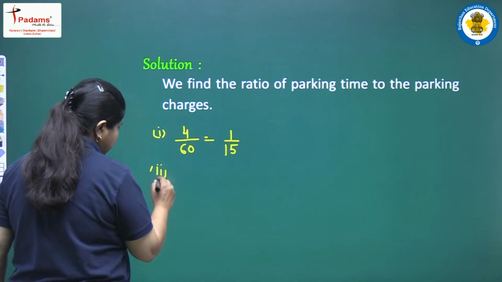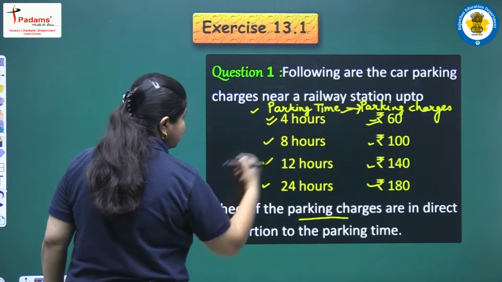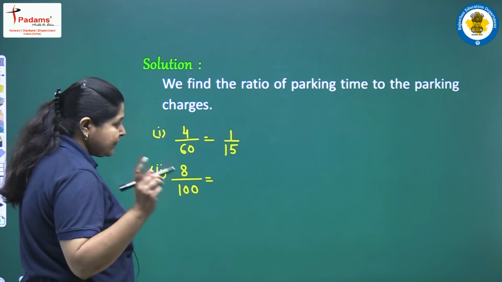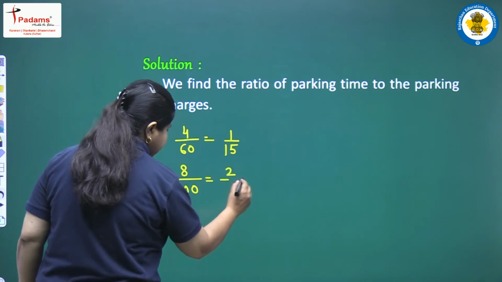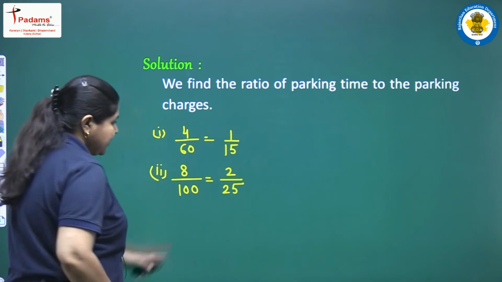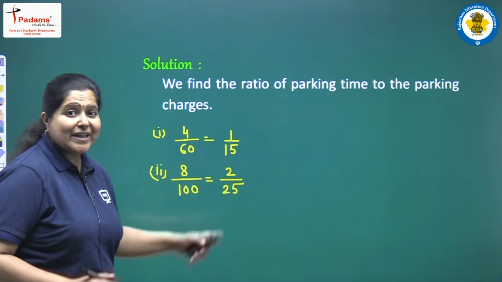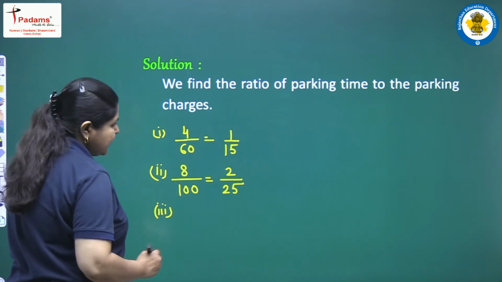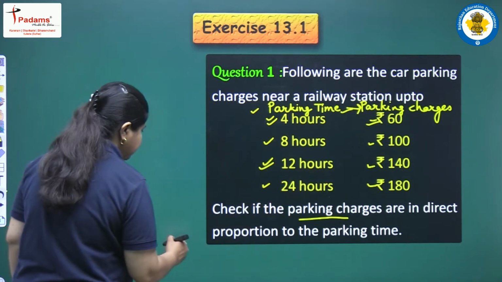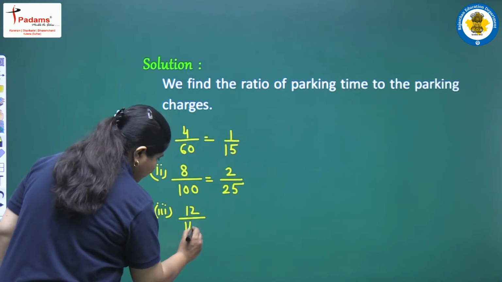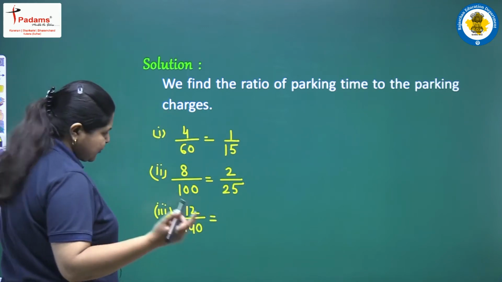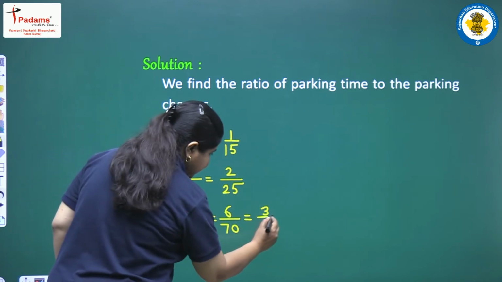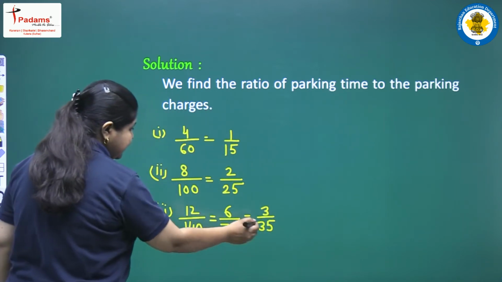Then the second one we see here 8 hours and rupees 100. So we find the ratio 8 upon 100 and on dividing by 4 we get 2 by 25. The two ratios are not equal. Let us find the third ratio also. We see here 12 hours and rupees 140. So 12 upon 140. We can divide here by 2, 6 and here 70. Again on dividing by 2, 3 and then here we have 35. Again the ratio is not equal.